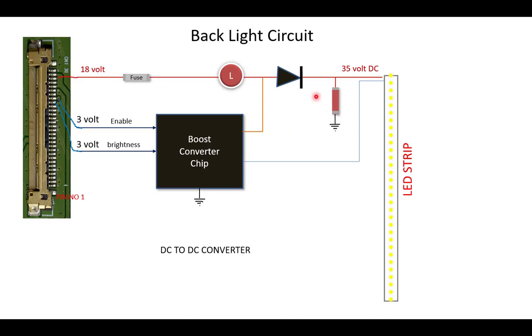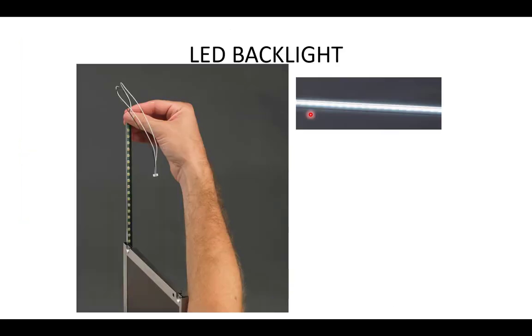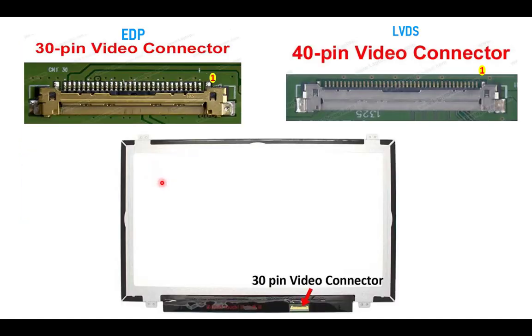And if the fuse is okay, 18 volt is also coming, but 35 volt is not generating, then just check this enable and brightness. If the enable and brightness are also coming properly, but still the voltage is not coming, then in that case this buck boost converter chip is bad. So you have to replace the chip. Okay, so this is called a backlight circuit. The LED strip is like this.